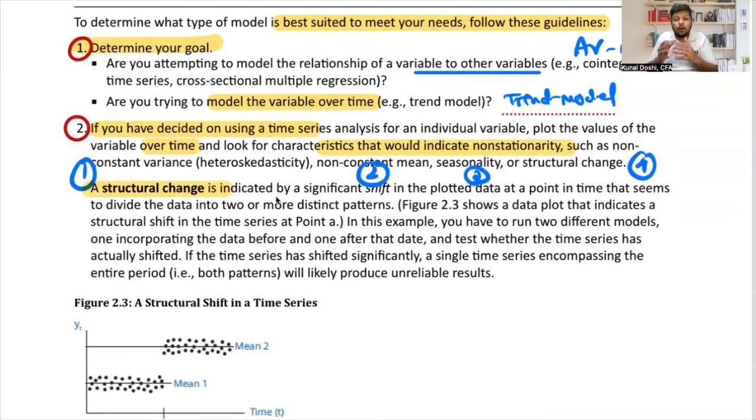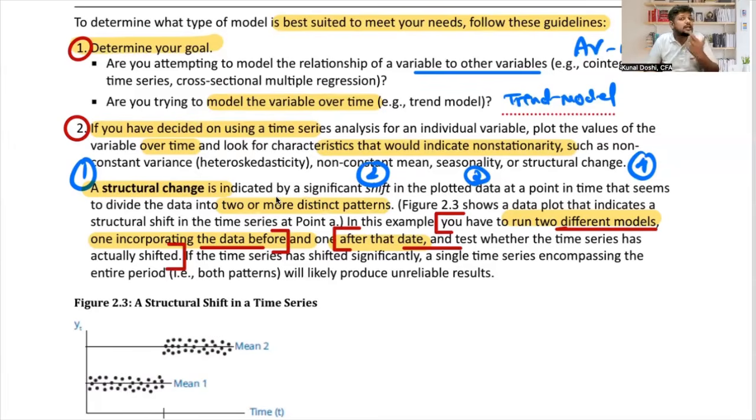As I said, when the time period has huge economic change, then they are saying there are 2 or more distinct patterns. You have to run 2 different models, one incorporating the data before and after the date. So let's say if there is a big policy decision, you will have to run 2 different models. You'll have to plot the data before and after the shift has happened. You'll have to split it.